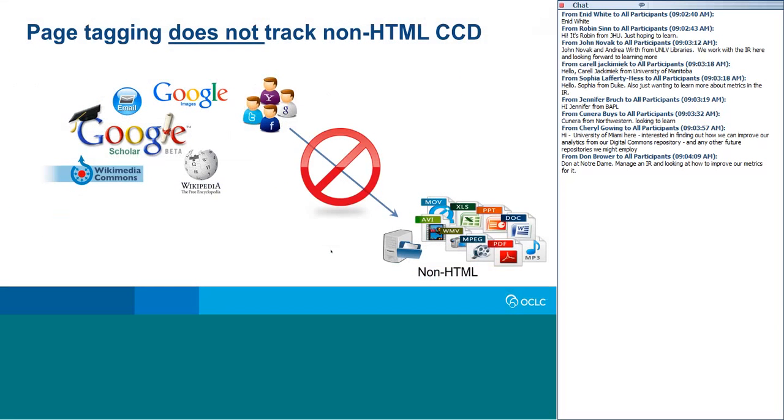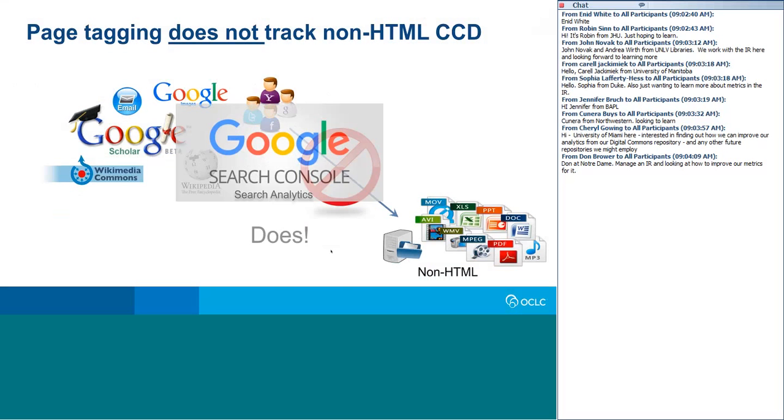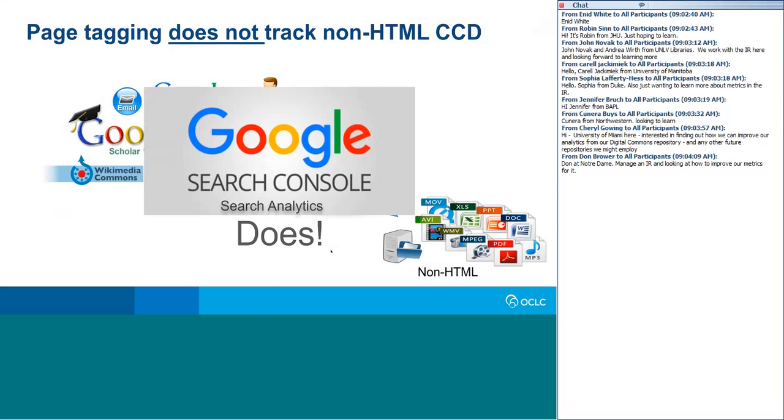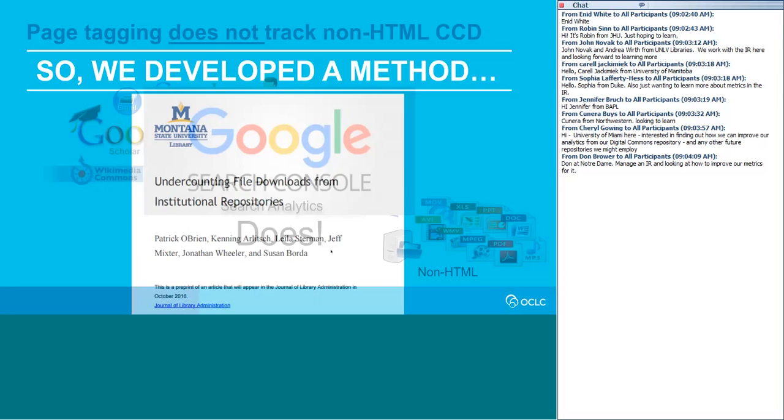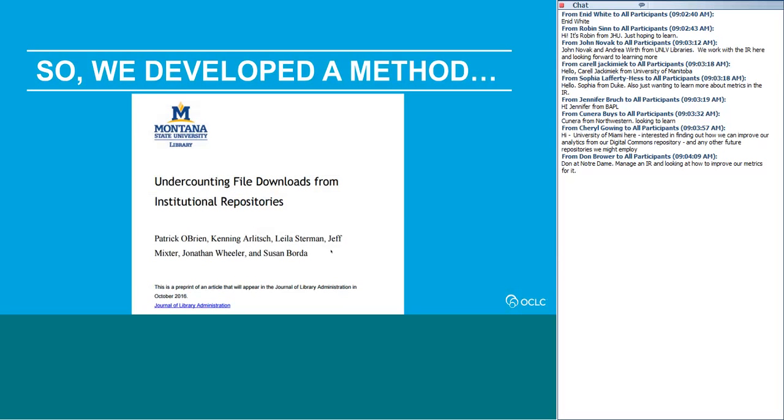So we learned, of course, about this in our research, that page tagging does not track non-HTML citable content downloads. However, Google has another product called the Google Search Console, which does count citable content downloads. So we developed a method based on Google Search Console, and we documented it in this paper.